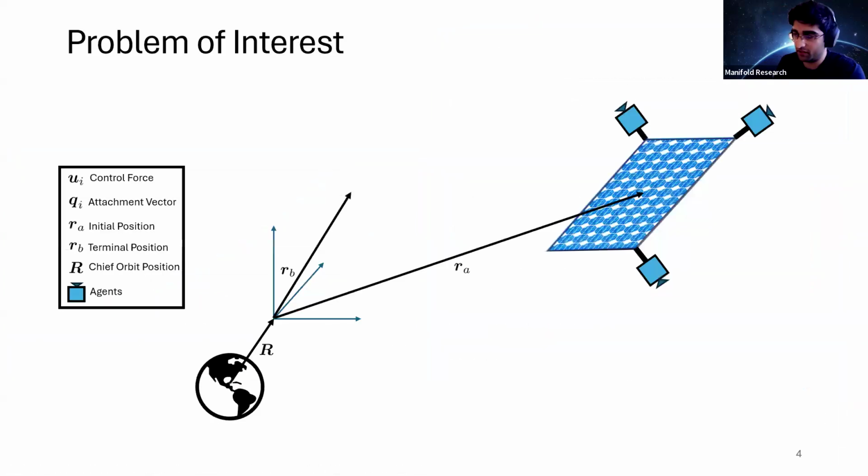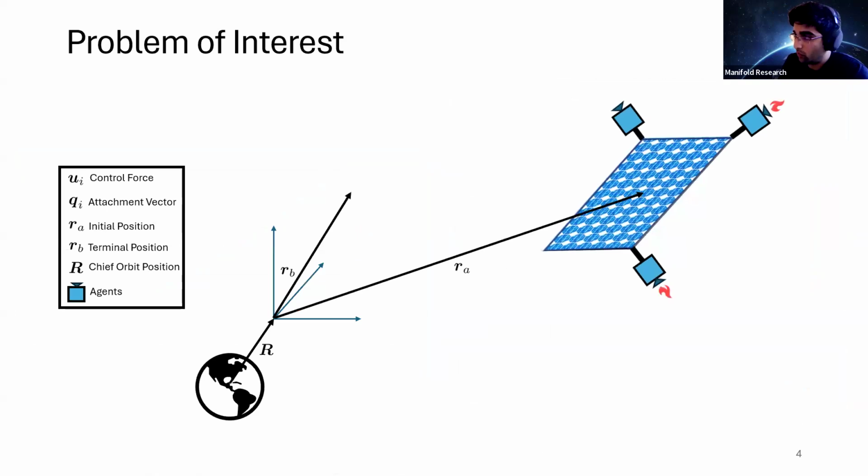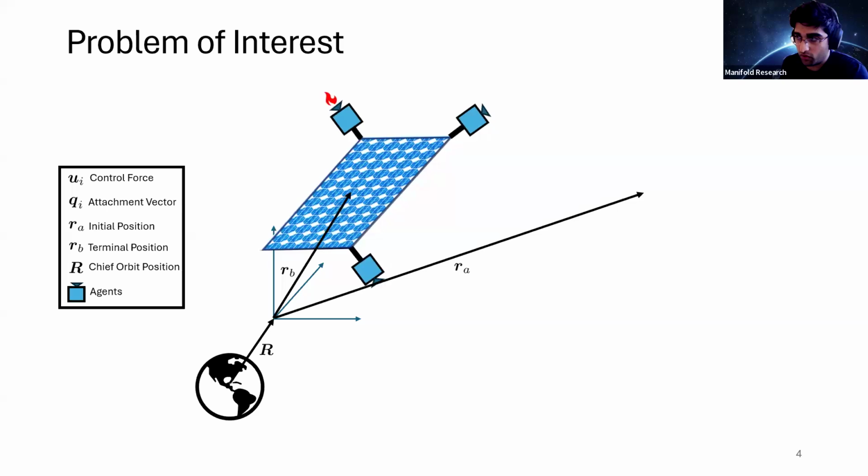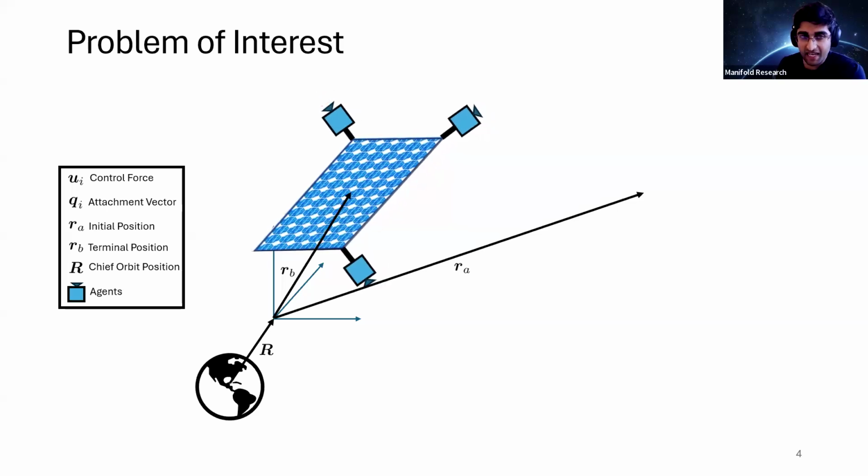So our problem of interest is essentially as follows. We want to cooperatively transport an object with n agents rigidly attached to that object. We want to move it from some state A to state B.